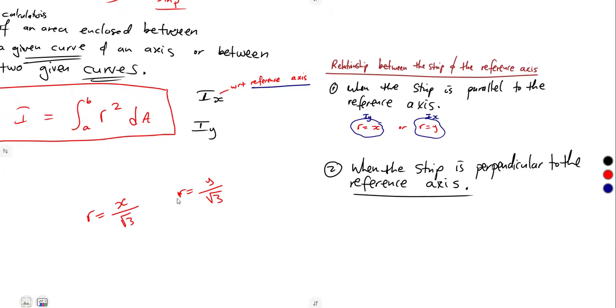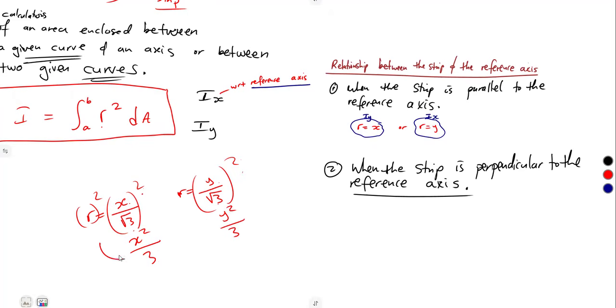So in this case, we are going to square it, since we have r squared, so that we do not have these square roots causing confusion. If we square that and square this, it's going to be x squared over the square root of 3 squared, which is 3. This one is going to be y squared over 3 squared.